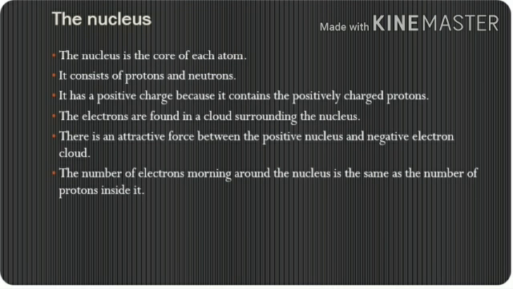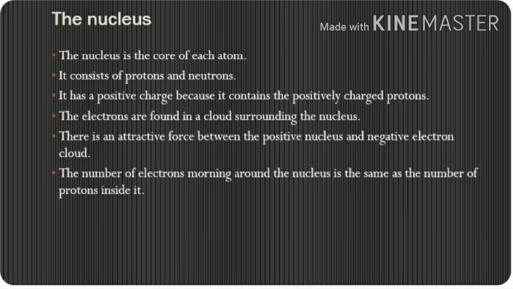The nucleus. The nucleus is the core of each atom. It consists of protons and neutrons. They are together called nucleons. It has a positive charge because it contains the positively charged protons. The electrons are found in a cloud surrounding the nucleus. There is an attractive force between the positive nucleus and negative electron cloud.